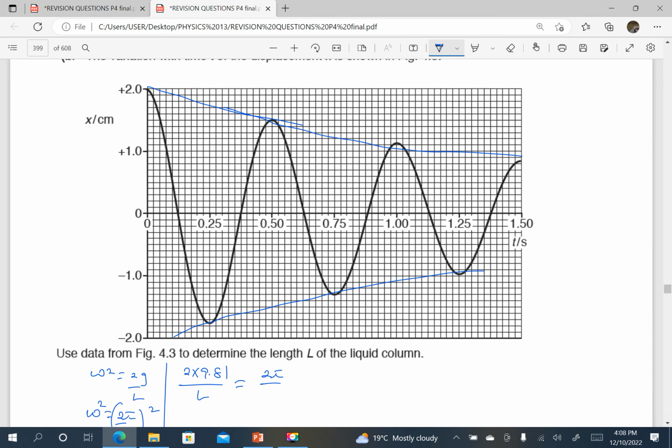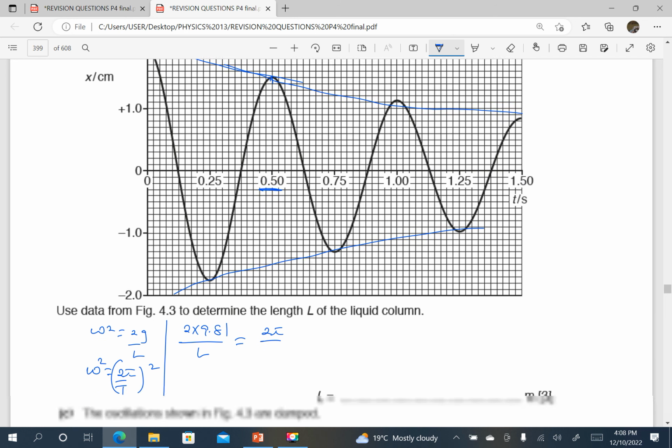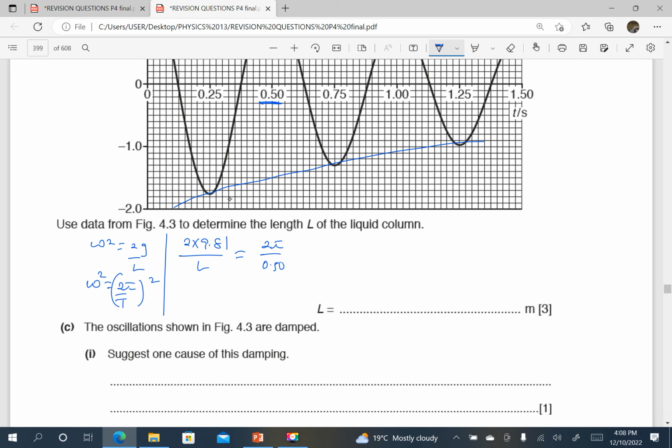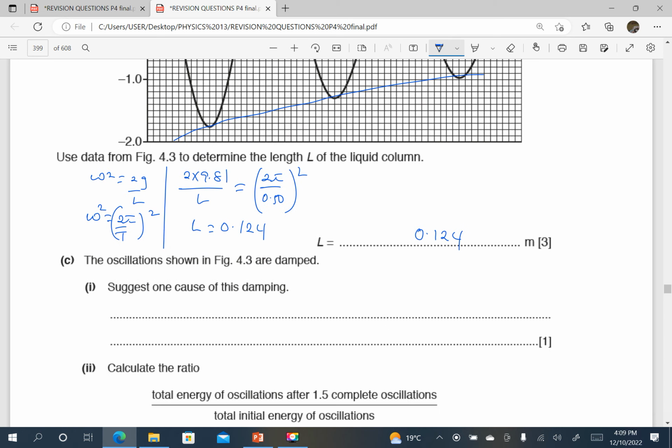What is the period from the graph? If I start at t equals 0 from the peak, the next time I reach another peak, that is one period, so that is 0.50. So this will be over 0.50, and this is going to be squared. So I'll just divide 2 pi by 0.5, squared. Then I get open bracket 2 times 9.81 divided by the answer. So this is giving me L as 0.124 meters. You can simplify that.